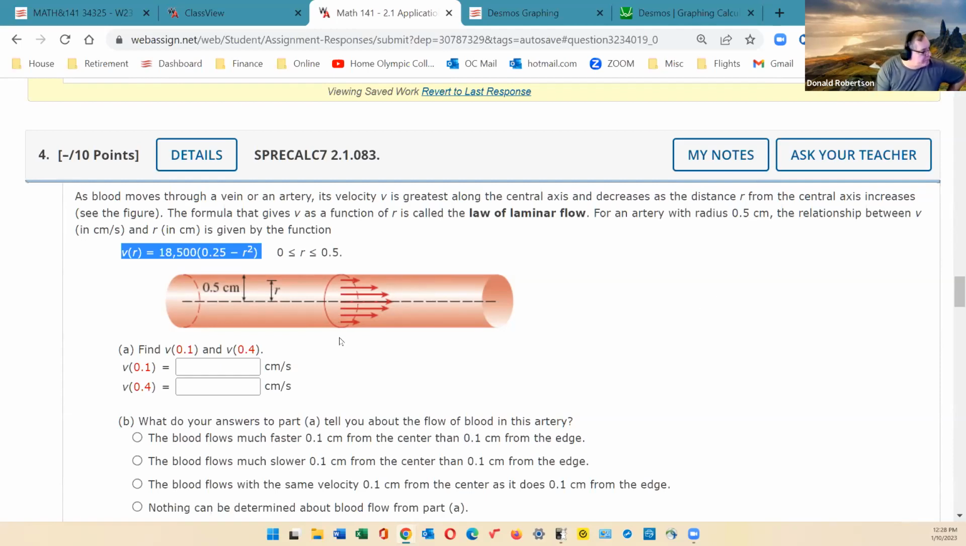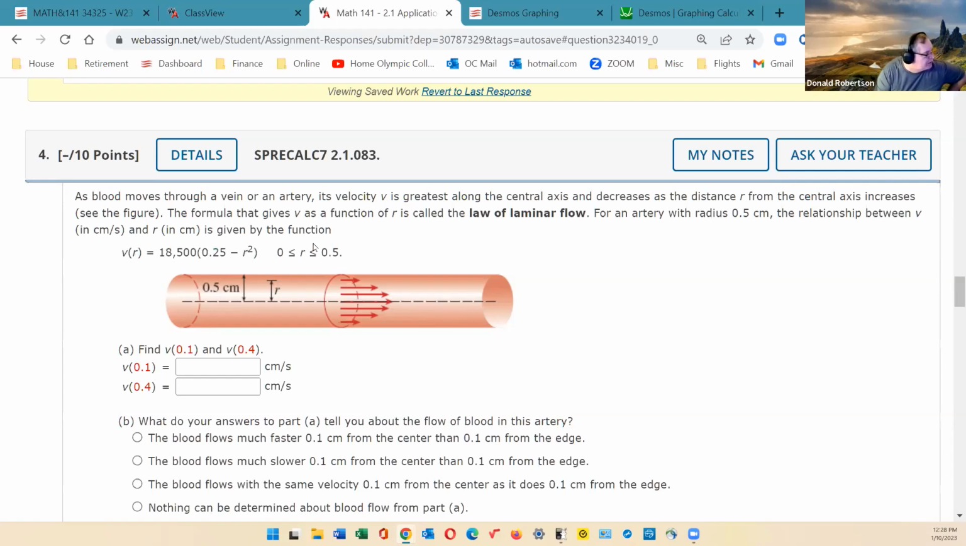But actually, if you measure the distance from the center of the artery to wherever it is, and you call this distance little r, then your velocity is this. And you can see in the picture here that the velocity is strongest in the center and it's weaker on the outsides. So as blood goes through your arteries and your veins, for that matter, the velocity at which the blood is pumping is not a constant number. It's faster in the middle and it's weaker on the outside.